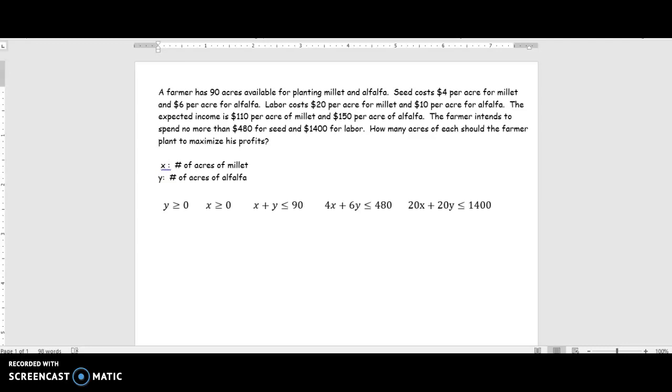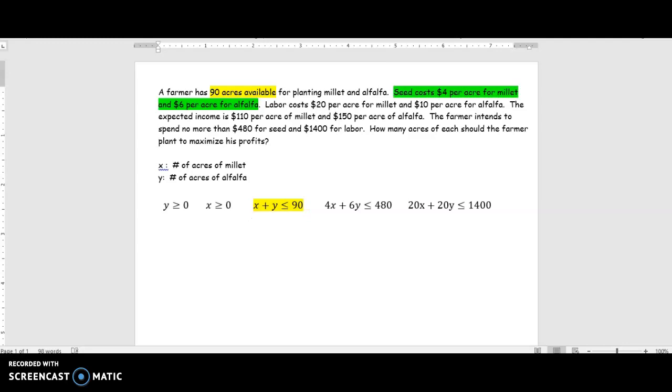I'm not going to put in the dollar signs, so forgive me. But of course, we want our X to represent acres of millet, Y is going to represent acres of alfalfa. We want both those acres to be greater than 0. The 90 acres available will be represented by the constraint total acreage has to be less than or equal to 90.